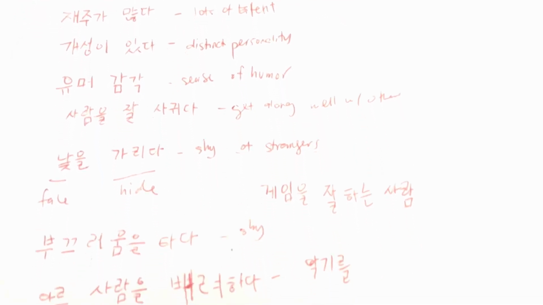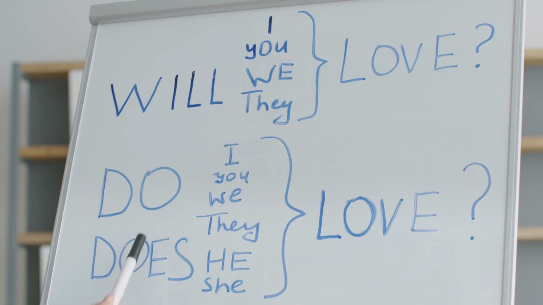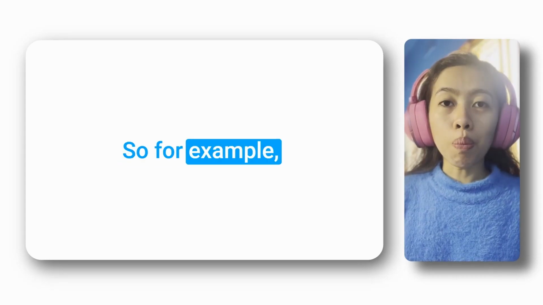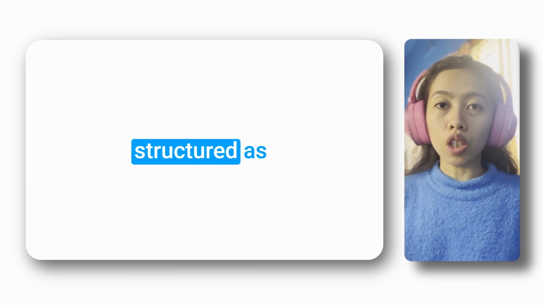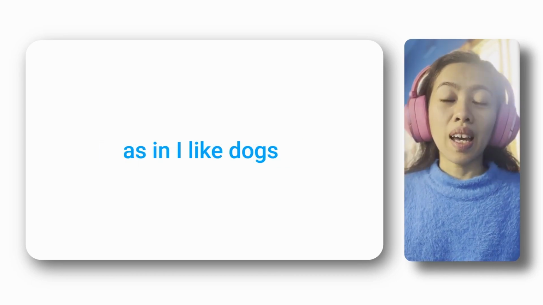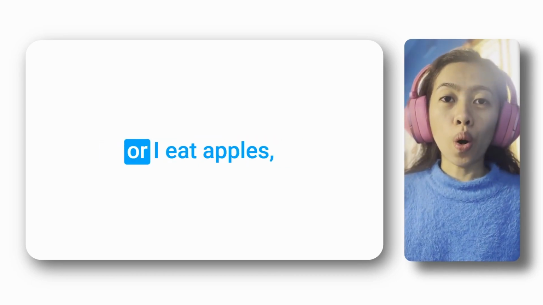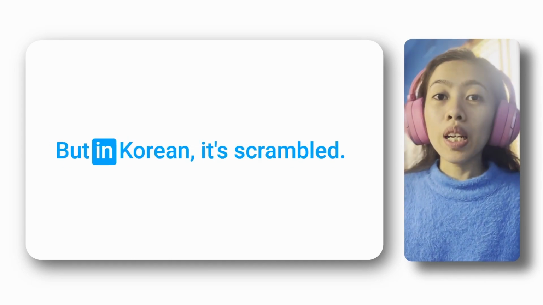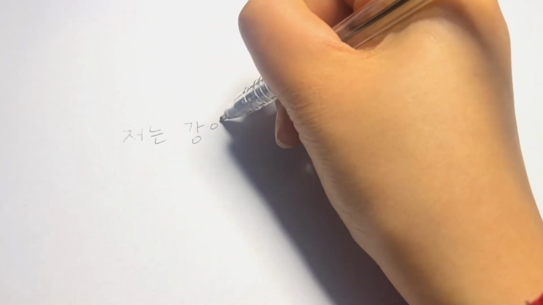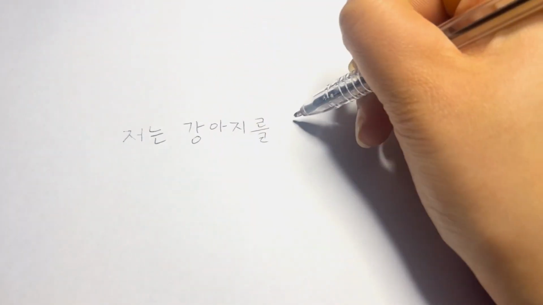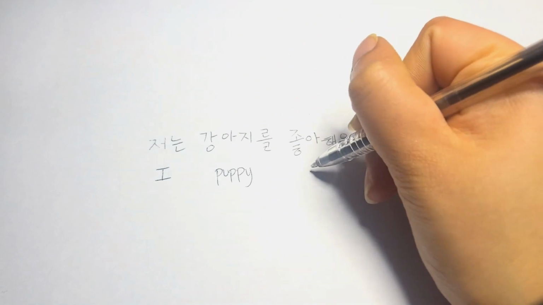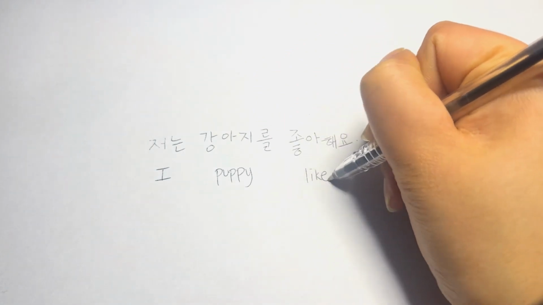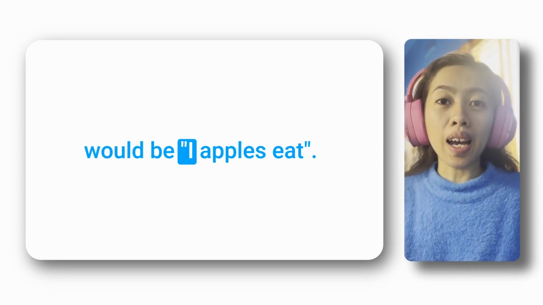Learning Korean particularly can be very difficult, especially if you're coming from a native language that has a very different structure, just like English. English sentences are structured as subject, verb, object, as in I like dogs or I eat apples. But in Korean, it's scrambled. A basic Korean structure is subject, object, verb. So I like dogs would be I dogs like, and I eat apples would be I apples eat.